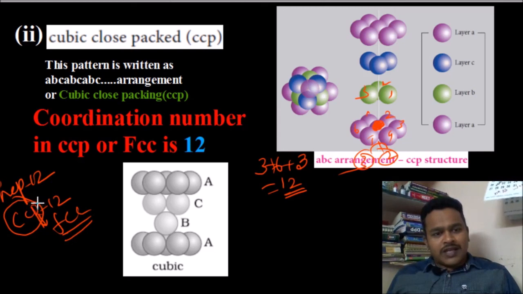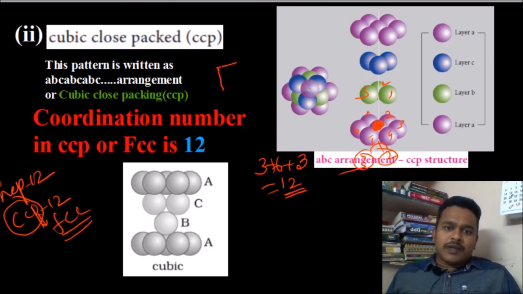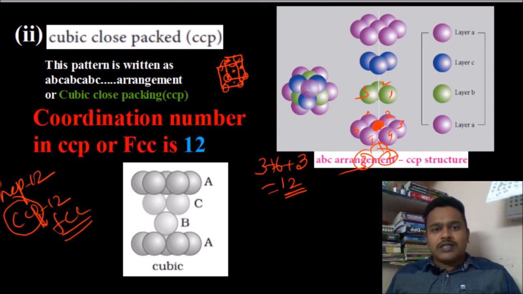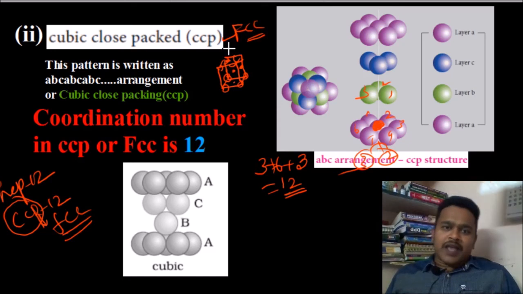This CCP can also be called FCC, face centered cubic arrangement. Why can you say this? Whenever this arrangement is over, you observe one cube in the CCP. In that cube, all the corners are occupied and all the face centers are also occupied. So the CCP arrangement is also called the FCC arrangement.